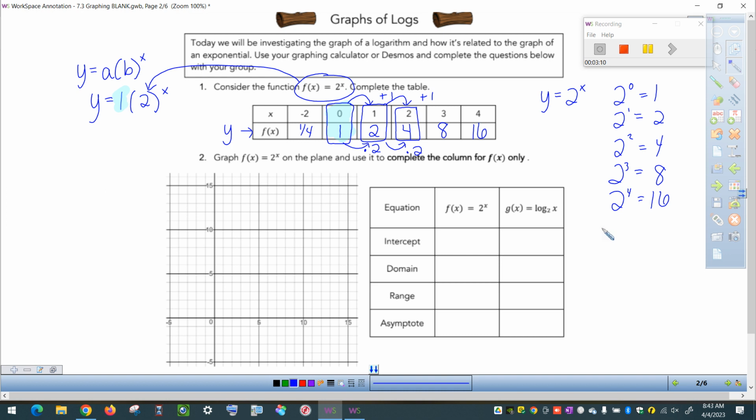Another thing that you can do here is we can just plug in the negative exponent. 2 to the -2 is the same thing as 1 over 2 to the +2. So you'll notice that we get exactly the same answer of 1/4.